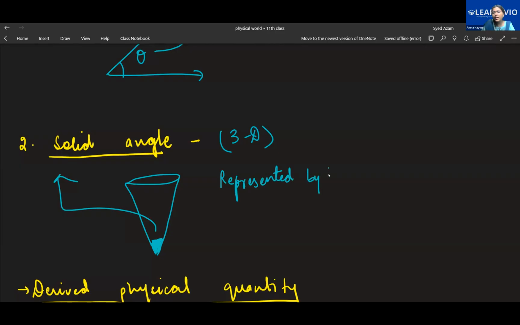This symbol is called omega. We usually don't use solid angle in physics. You will hardly use this anywhere. And what's its SI unit? See, Neha, you told about radian. Just add three letters, STE. That is steradian. That is the SI unit.